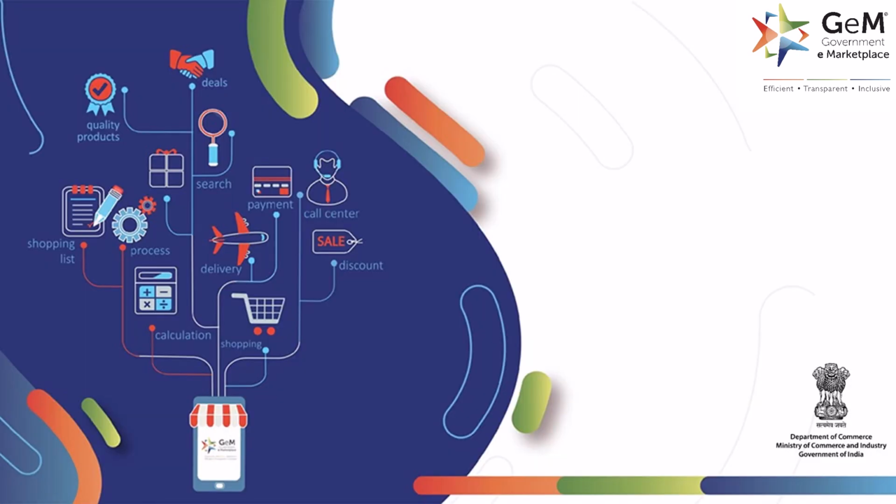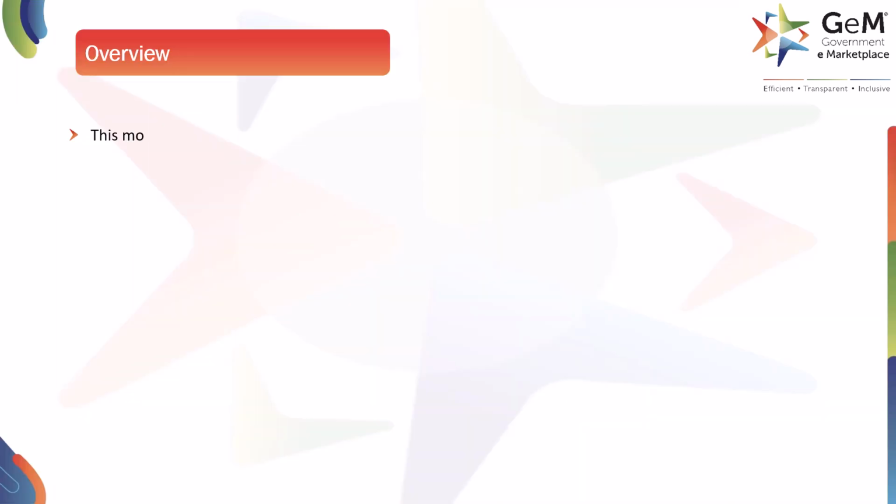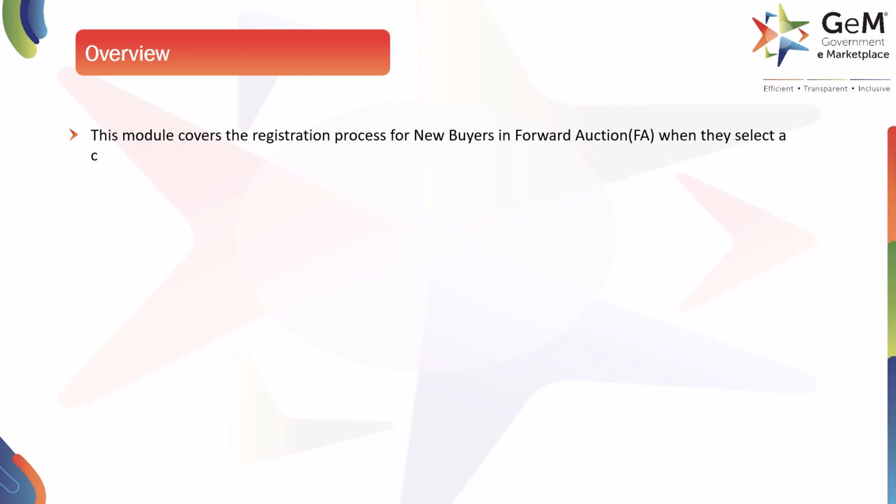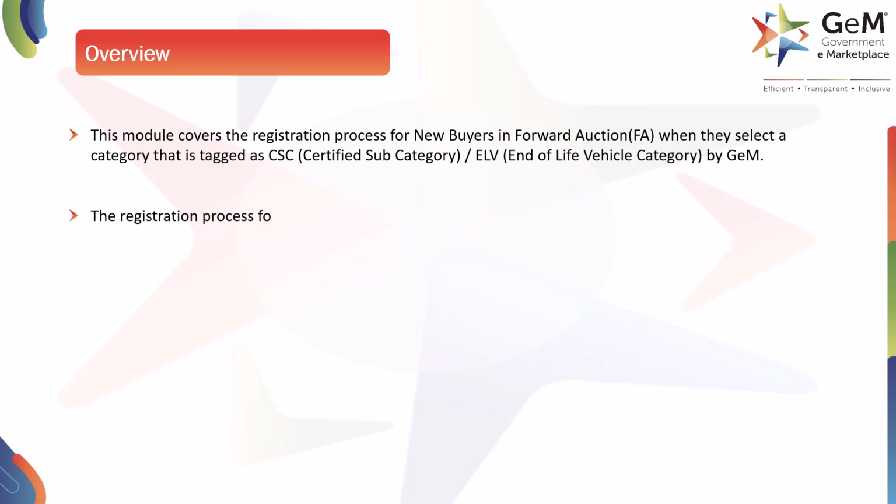Now, we will discuss about new FA buyer registration. This module covers the registration process for new buyers in forward auction FA when they select a category that is tagged as CSC certified subcategory, ELV end of life vehicle category by GeM. The registration process for FA buyers for ELV CSC category is divided into two parts.